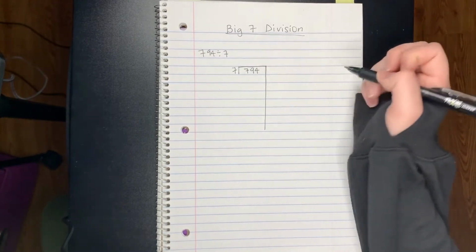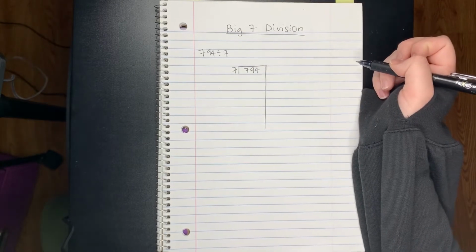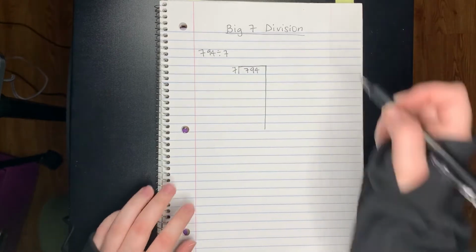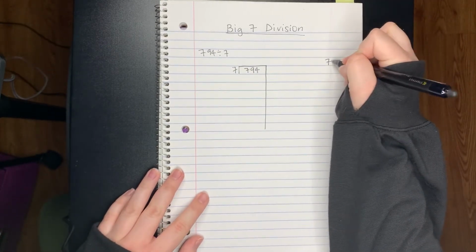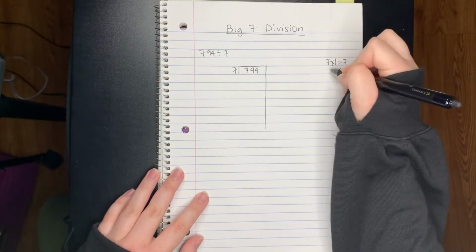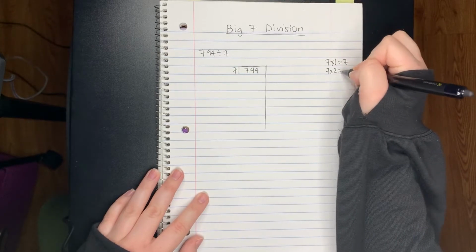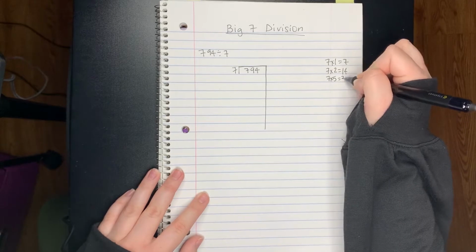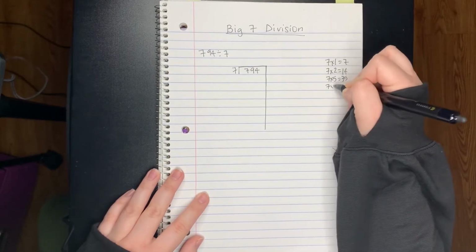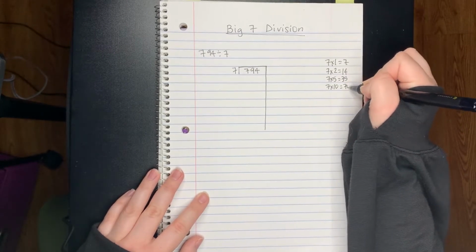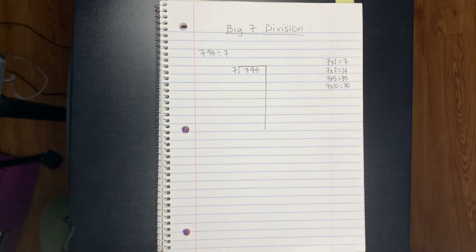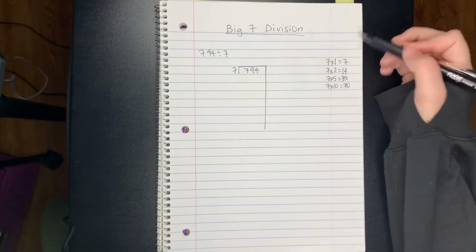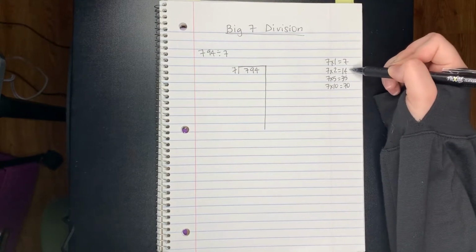But before we do this, I want us to write down some of our multiples of 7 that we can think of easily off the top of our head. We know 7 times 1 is 7. 7 times 2 is 14. 7 times 5 is 35. 7 times 10 is 70. And if we add a 0 to any of these, we would just add a 0 to our product.